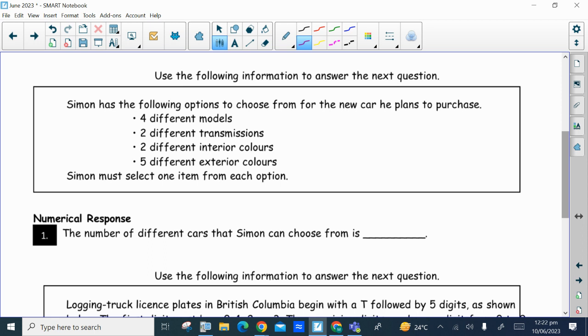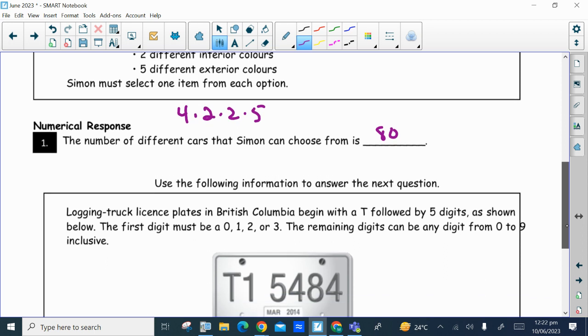Simon has the following options to choose from for the new car he plans to purchase. There are 4 different models with 2 different transmissions, 2 interior colors, 5 exterior colors. This is done just using the fundamental counting principle. How many different cars could Simon choose from? It'll be 4 times 2 times 2 times 5. Fundamental counting principle. So you're going to get 8 times 10, which is 80. 80 different cars to choose from.